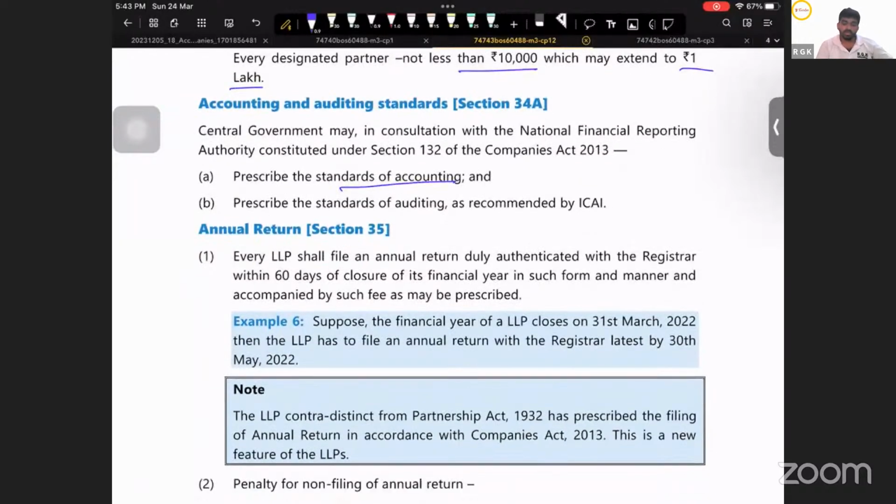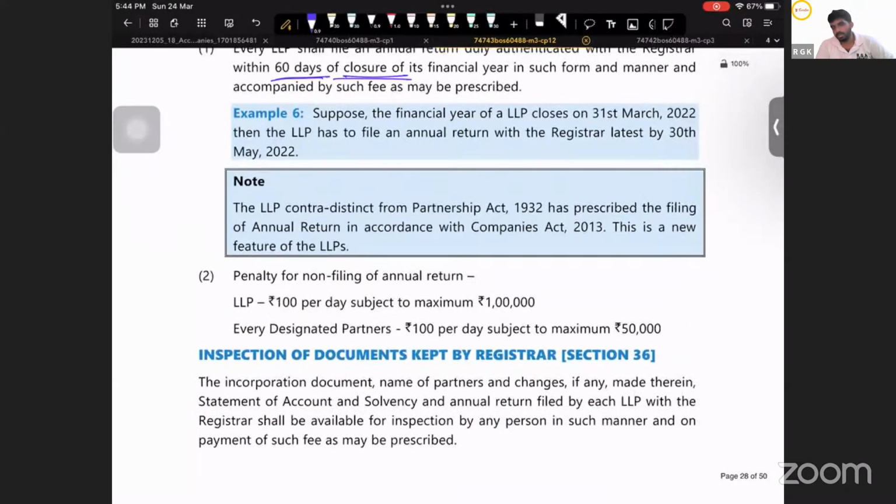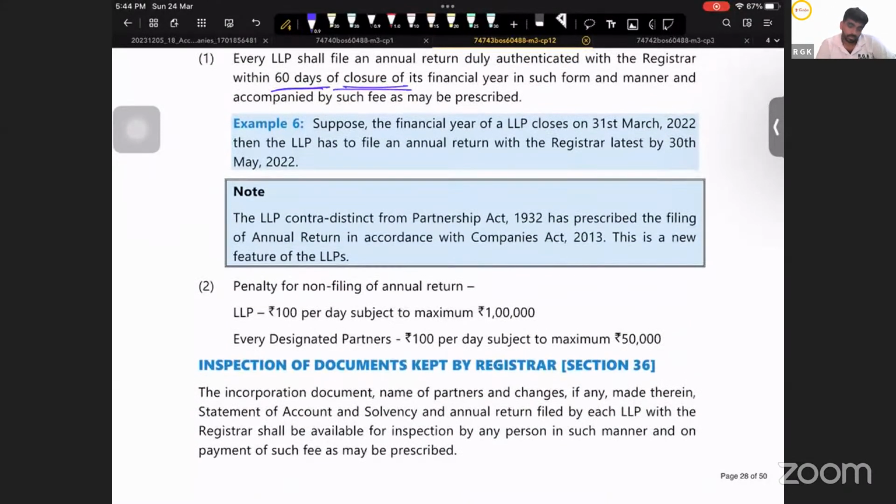Annual returns. Every LLP shall file an annual return duly authenticated by the registrar within 60 days of closure of financial year. Once the financial year closes, it must be filed within 60 days, otherwise a penalty will apply. Same penalty will be attracted.